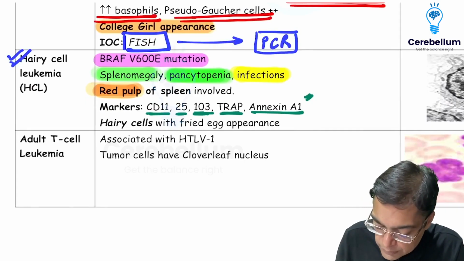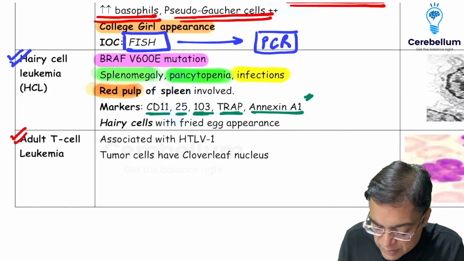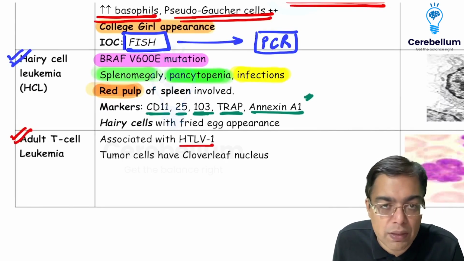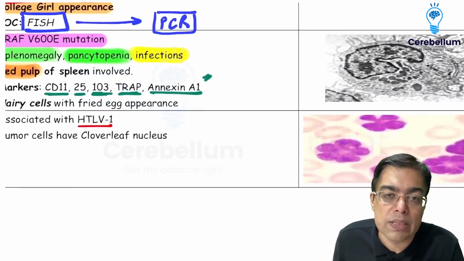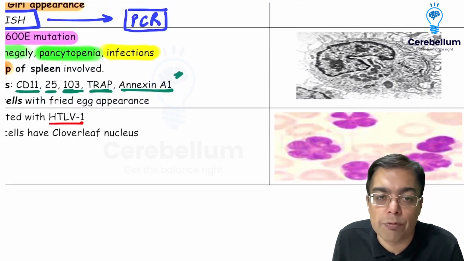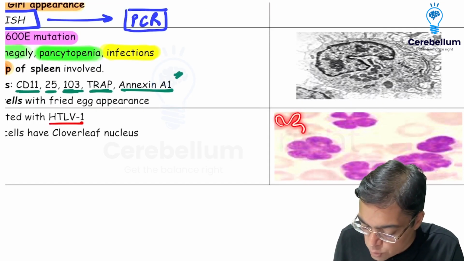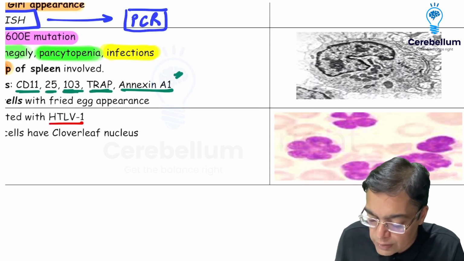The moment we are thinking in terms of a tumor which is given the name of adult T cell leukemia, it definitely has an association with HTLV1. That's what we discussed earlier, human T cell leukemia virus. And the tumor cells have a special property, that they have the presence of a clover leaf nucleus, which can be made out very easily by you. So this is going to resemble just like a flower, clover leaf nucleus.